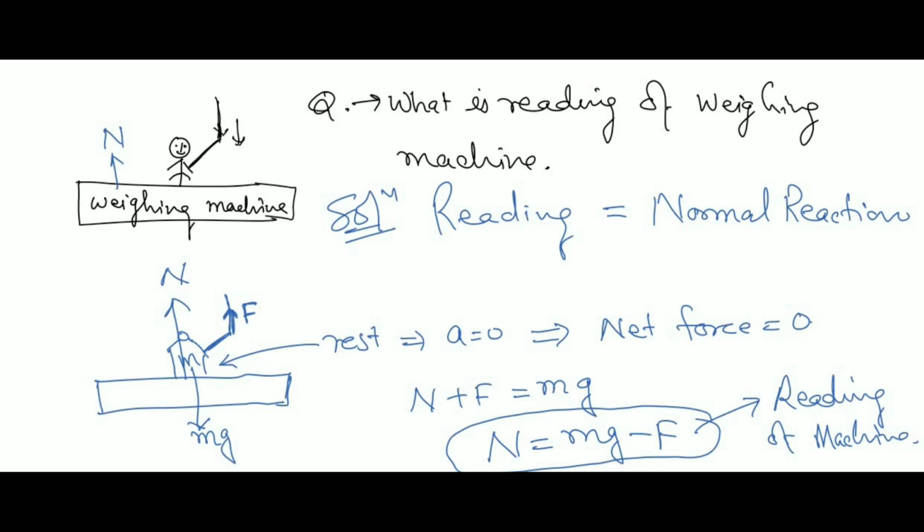Suppose there might be a problem in a lift, where you are in a lift on a weighing machine and the lift is accelerating upward or downward, and you have to find the reading. What is the reading of that weighing machine in the lift? If the lift is accelerating with some acceleration a upward or downward, then what you have to calculate is just the normal force, the normal reaction on the weighing machine. That will be the answer.